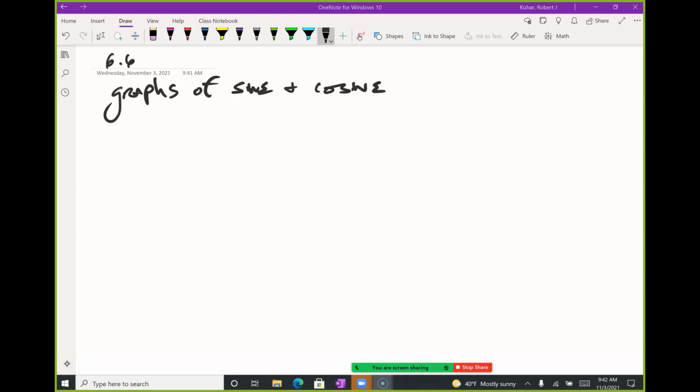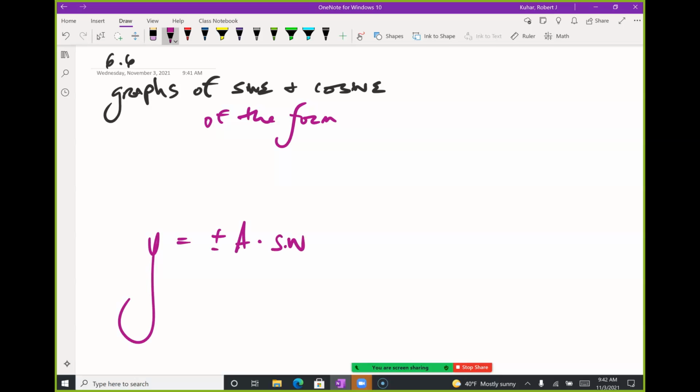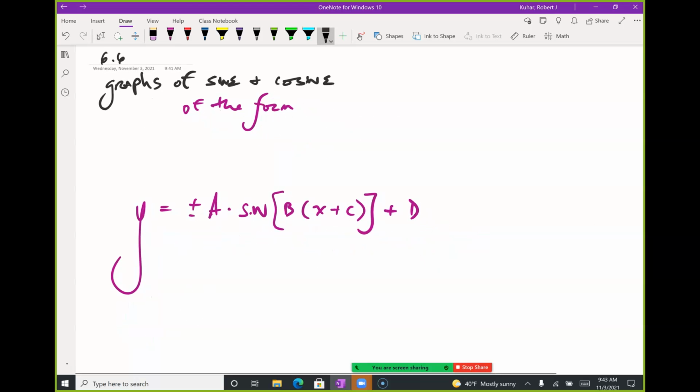So graphs of sine and cosine, right, of the form y equals plus or minus a times the sine, and I'll just use sine to start. I'll do a cosine one later, of b times the quantity of x plus c, all plus d. And we talked about this. We just didn't get to do a lot of the calculations, right? The plus minus is my reflection.